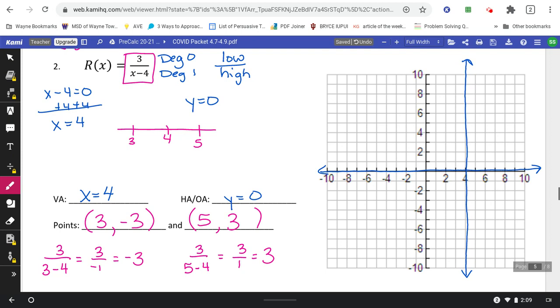3, -3 would put me right here. And 5, 3 put me right there. And again, you're going to make this look like that reciprocal graph. You're just going to kind of trace along the blue, staying close to the blue throughout the entire graph here, just like that.